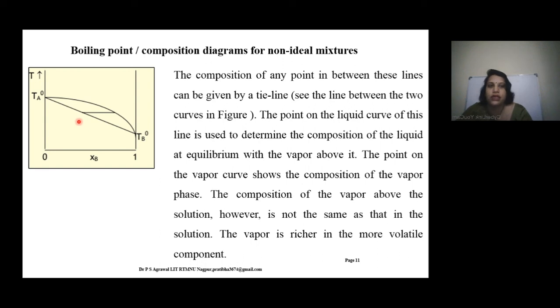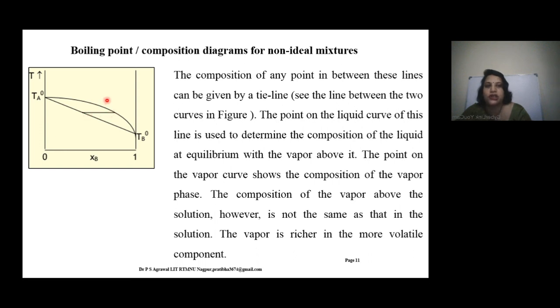The composition of any point between these lines can be given by a tie line. This line is known as the tie line, between the two curves. The point on the liquid curve of this line is used to determine the composition of the liquid at equilibrium with the vapor above it. The point on the vapor curve shows the composition of the vapor phase. Suppose I want to see the composition of this. This will give me the composition of the vapor phase, and this will give me the composition of the liquid phase. However, it is not as simple as that.